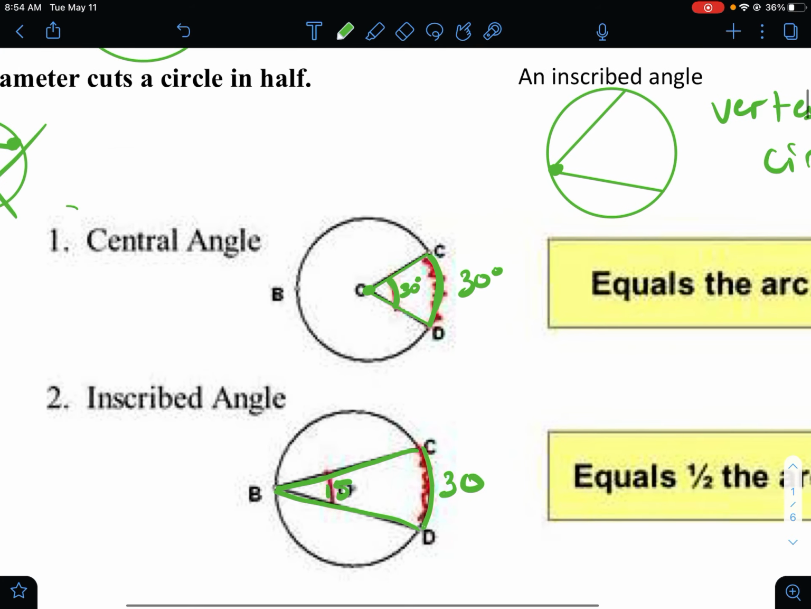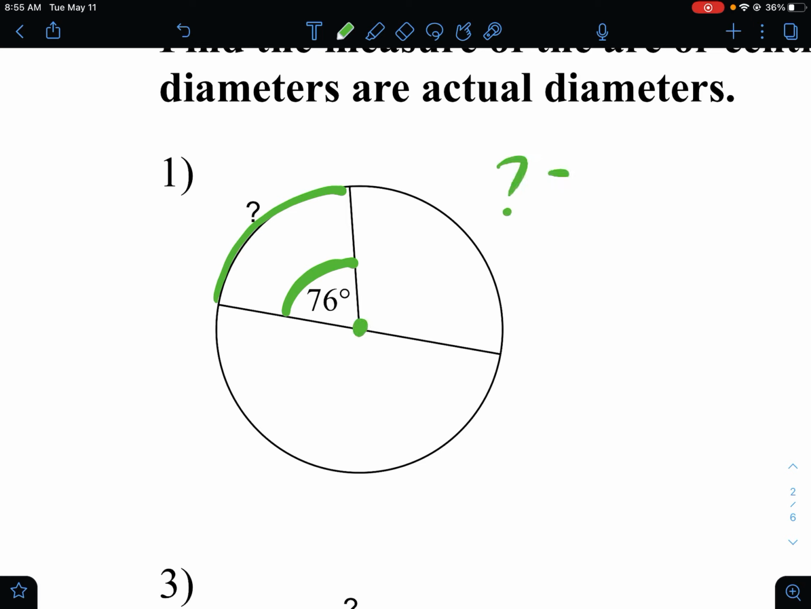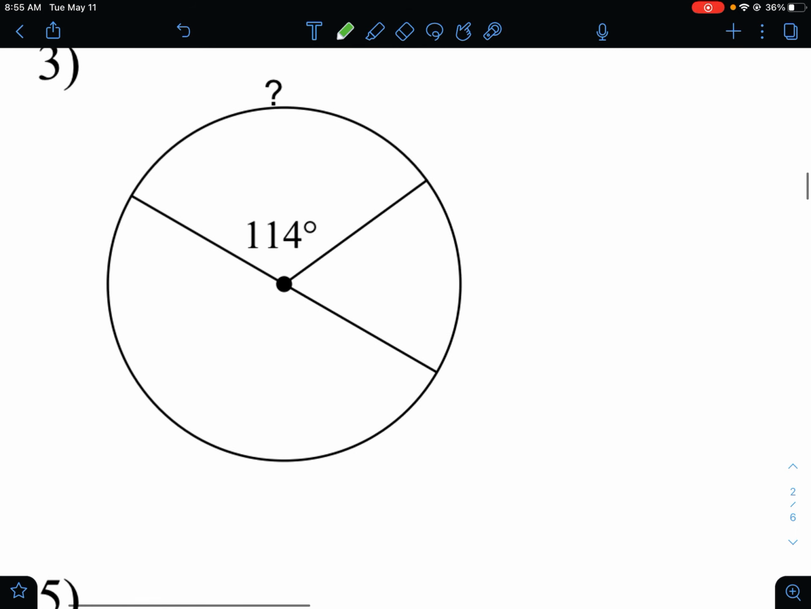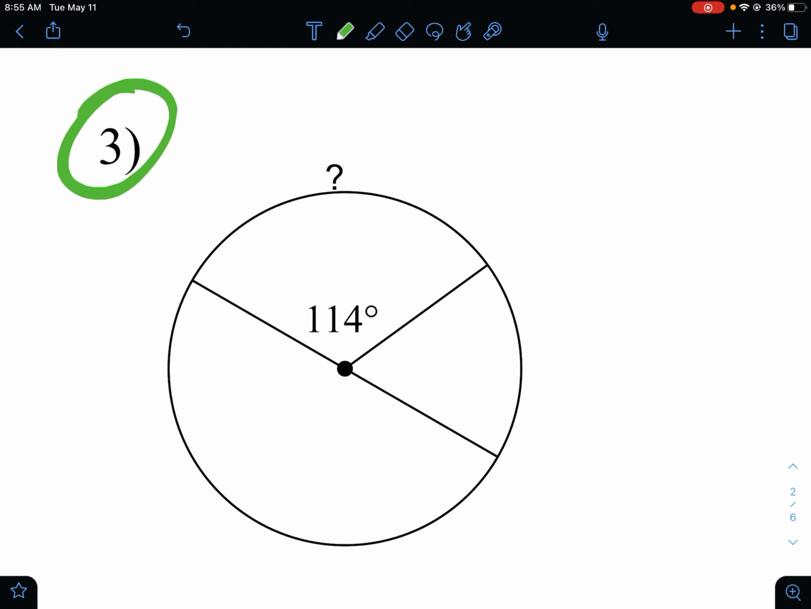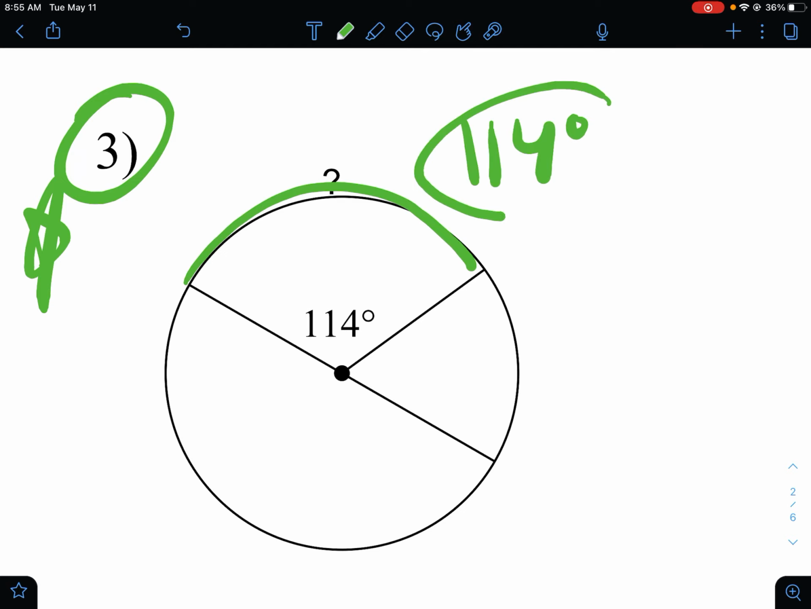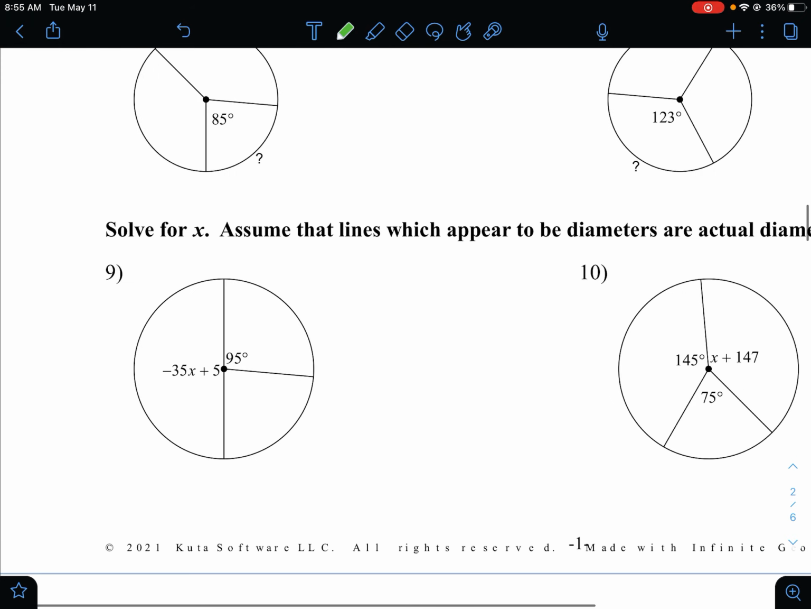Let's apply this central angle idea. In the first one, they want to know the measure of this arc. We just talked about how the angle is equal to the measure of the arc when it's a central angle, and you can tell it's a central angle because the vertex is on the center. So our question mark is going to be equal to 76 degrees. Try this one. What do you think your question mark is going to be equal to here? Your arc measure should be equal to 114 degrees. These are all pretty simple.